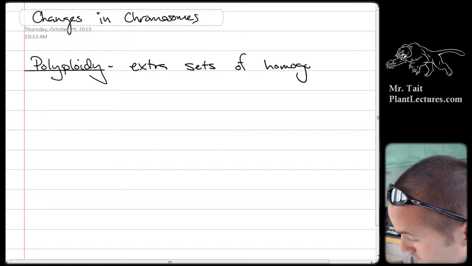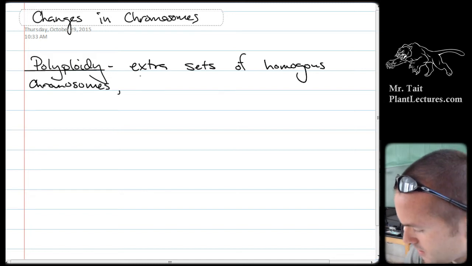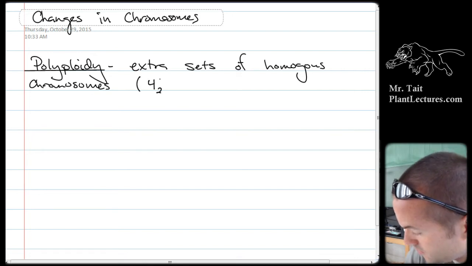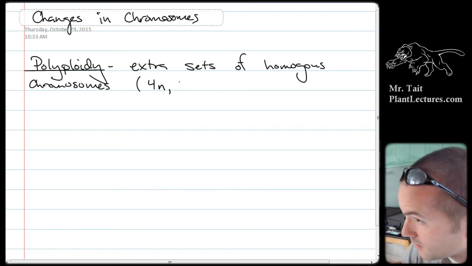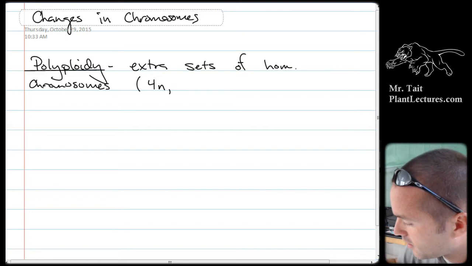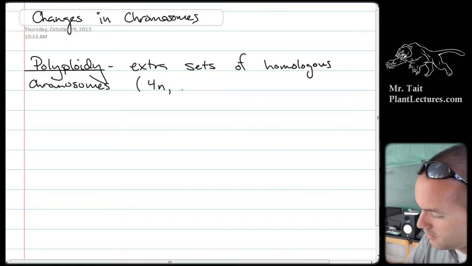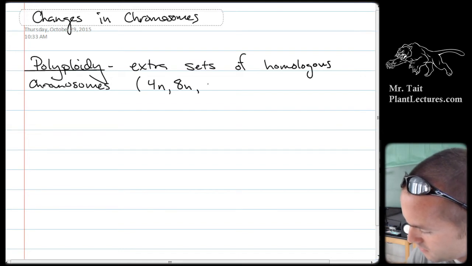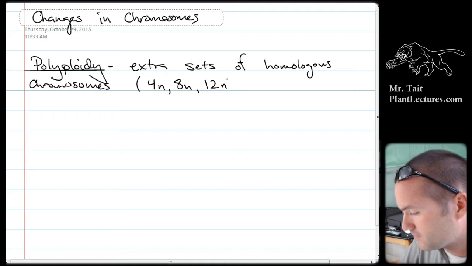Homologous chromosomes. Okay, so you could be 4N, oopsies, 4N, yeah. Is that supposed to say homologous? Homologous, thank you. 4N, 8N, 12N, something like that. Okay?